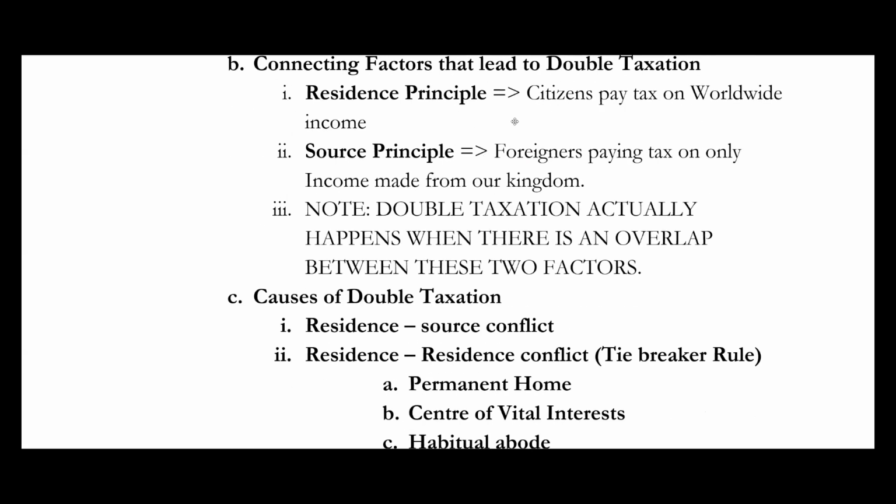So the connecting factors are the residence principle and the source principle. The residence principle is when we check whether the income is coming from someone who is a resident. And then the source principle is you consider if the funds or revenue is generated within a particular jurisdiction. So based on that, it will be taxed.